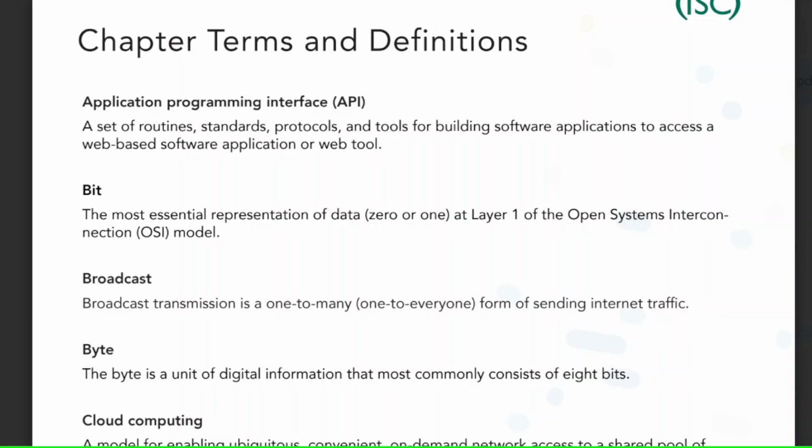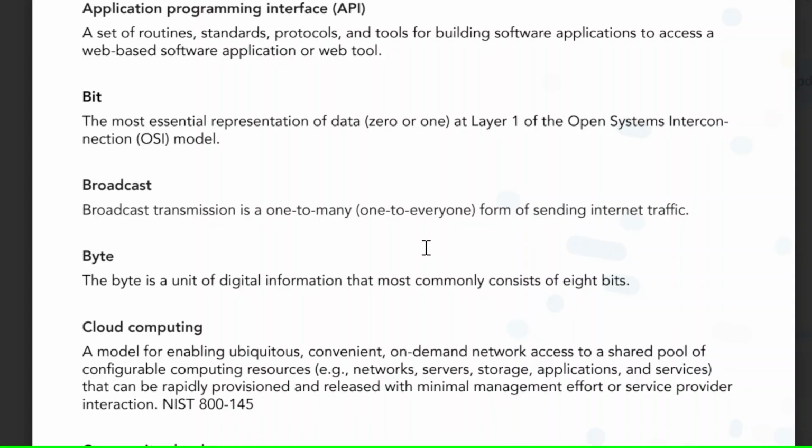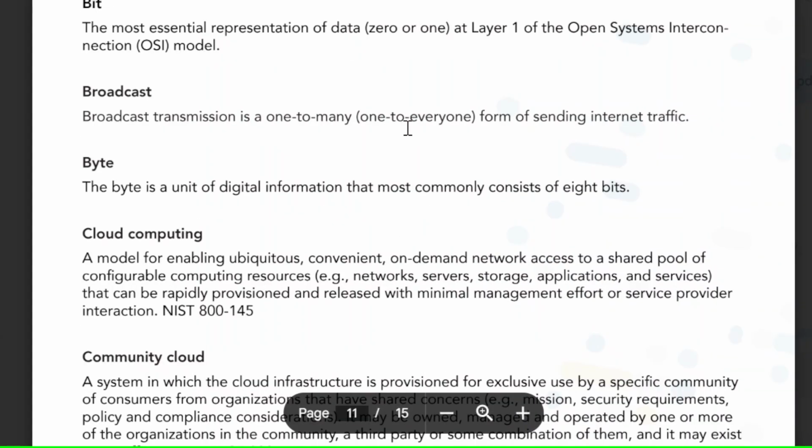Then next we have a broadcast. Broadcast transmission is a one-to-many, one-to-everyone form of sending internet traffic. The best examples of broadcasters are FM radio, or even the internet. If something is being broadcast, everyone can publicly go and access or view that particular data. Then next we have a byte. A byte is a unit of digital information that most commonly consists of 8 bits. So you can see 8 bits is considered as 1 byte.